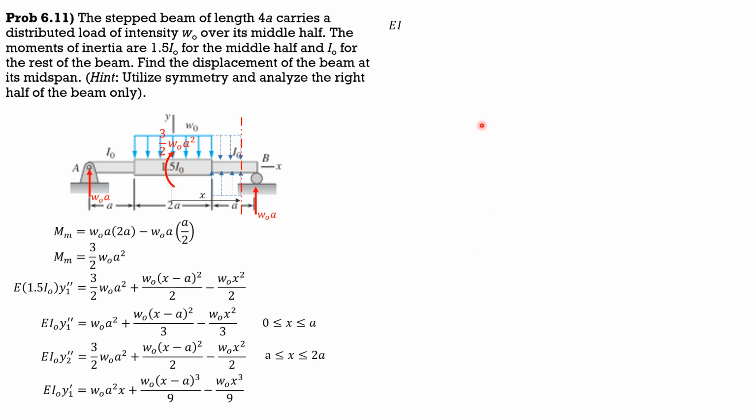So integrating again, EIO y1 is equal to WOA square x square over 2 plus WO x minus A to the fourth over 36 minus WO x to the fourth over 36 plus C sub 2.